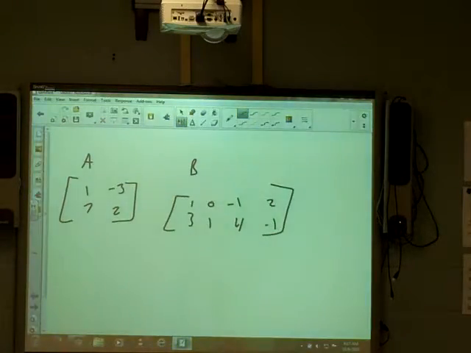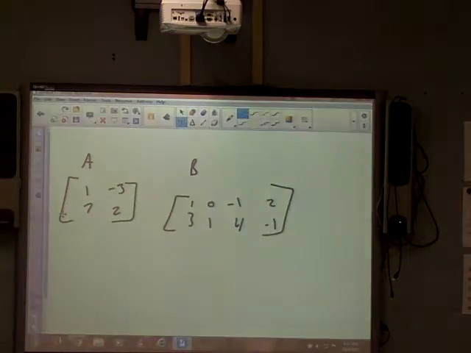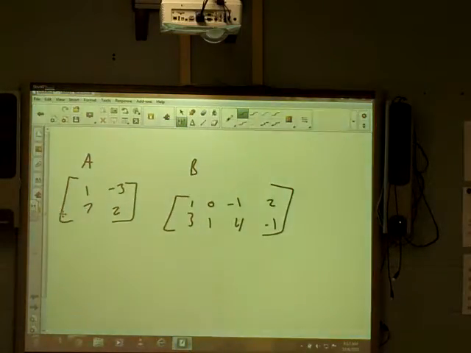Alright, so before we start multiplying, I've got a couple of questions. First off, normally in real numbers, multiplication is commutative. That means the order can go in either way. 4 times 2 is the same as 2 times 4. That's not true in matrices. Multiplication with matrices is not necessarily commutative.